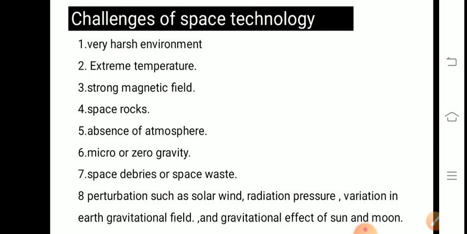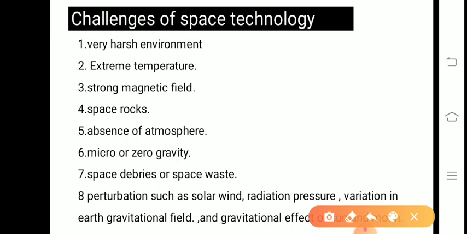The next slide is basically on what are the challenges of space technology. So what are the challenges of space technology? Whenever we are going to place a satellite or launch a rocket, before launching, what challenges will we face? So we must assess all these challenges.